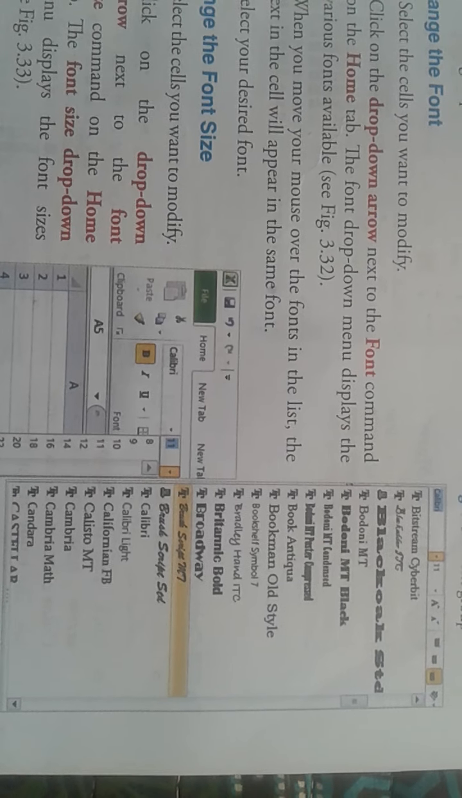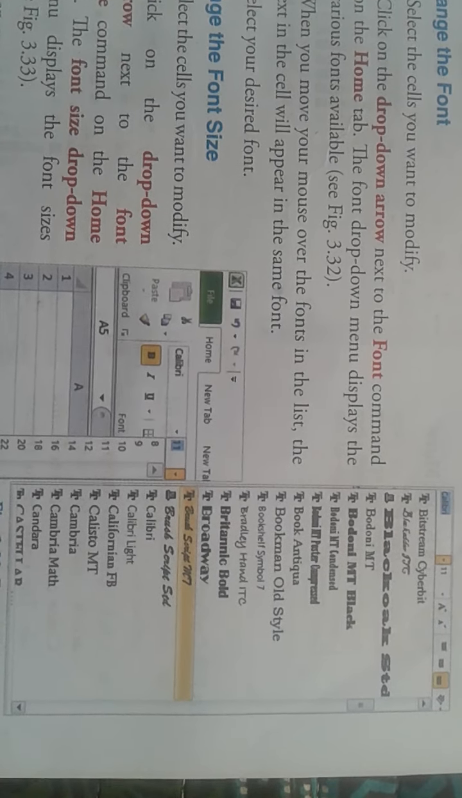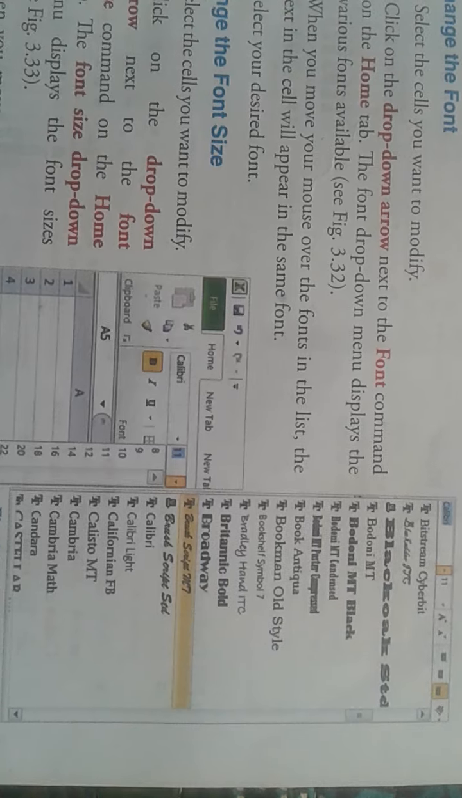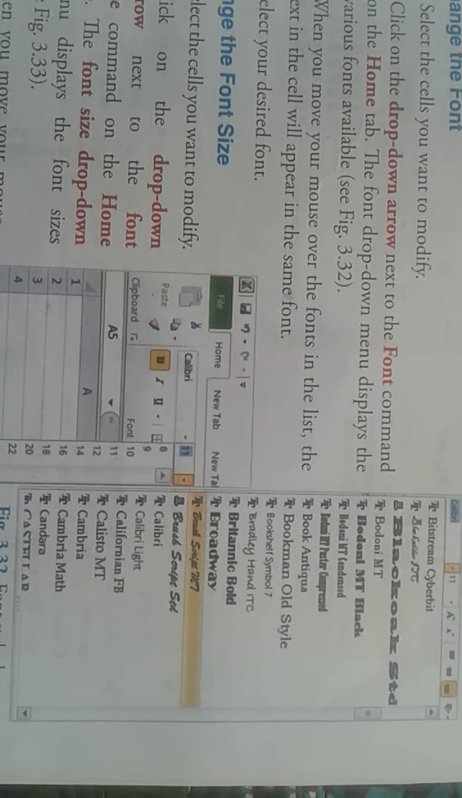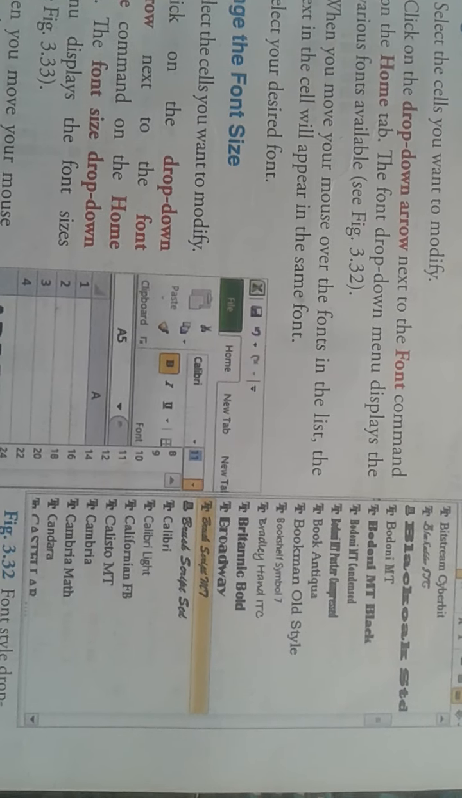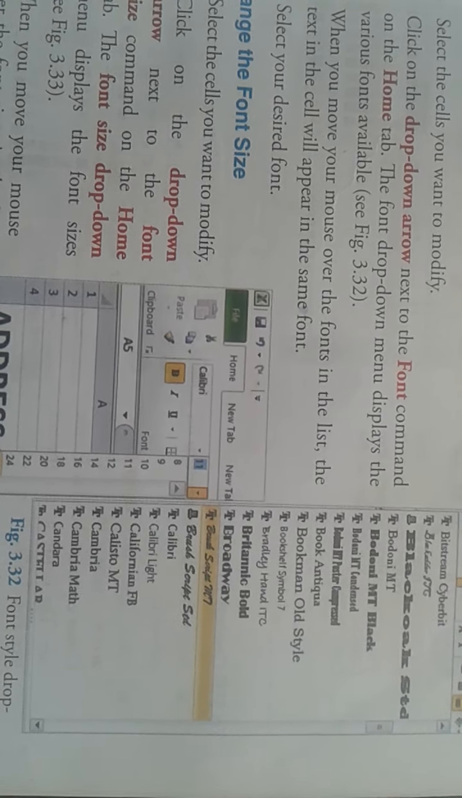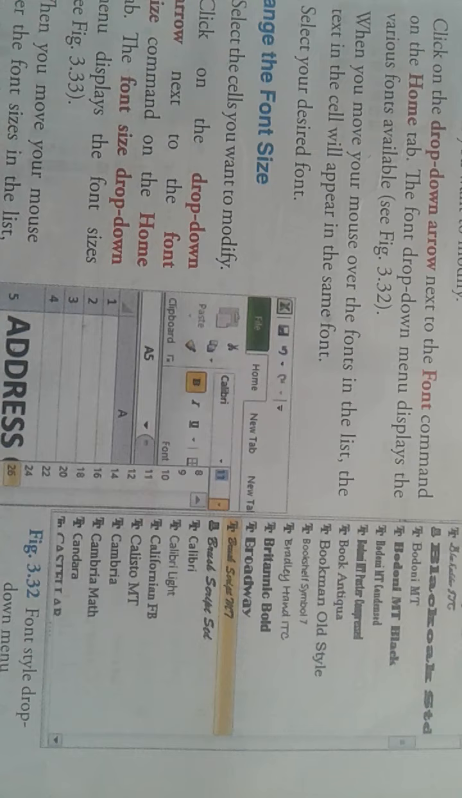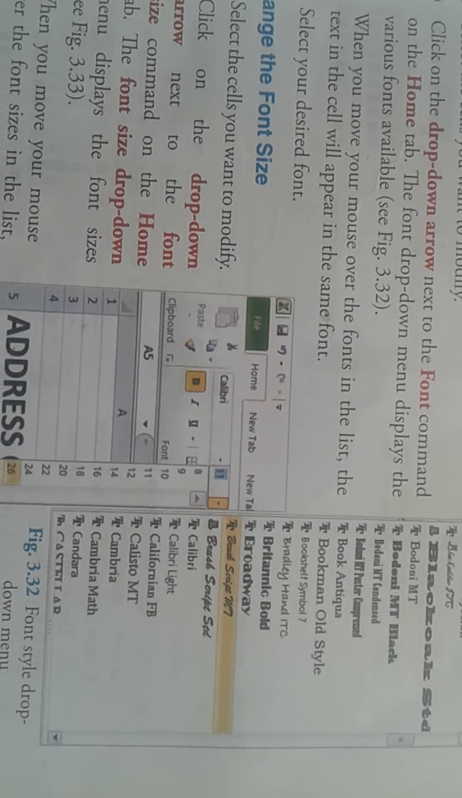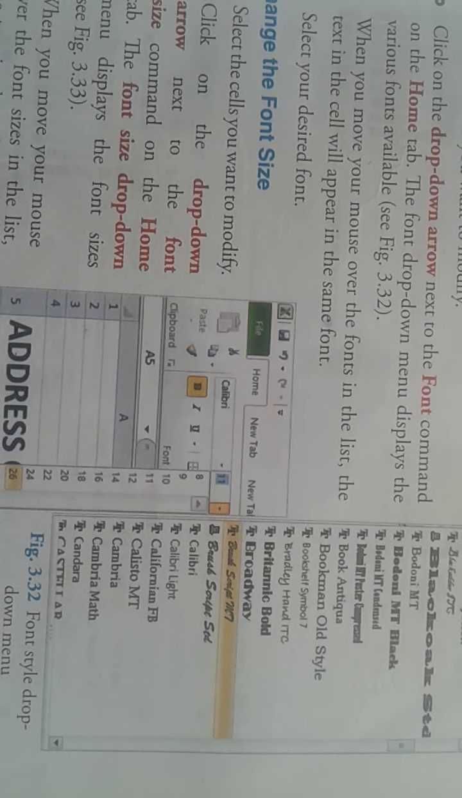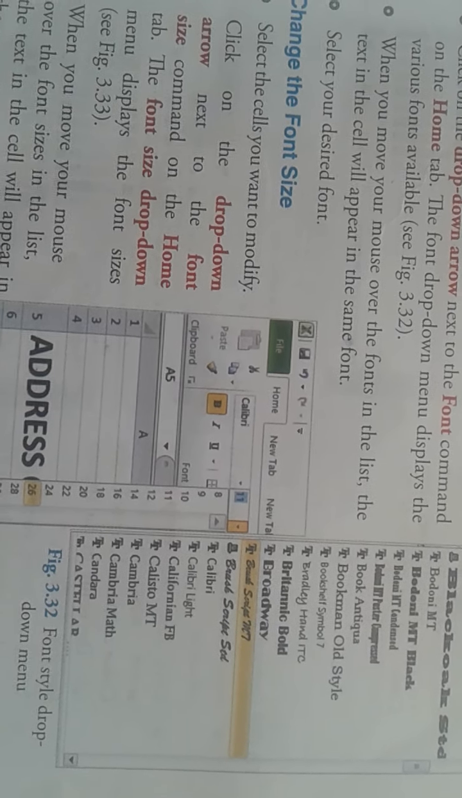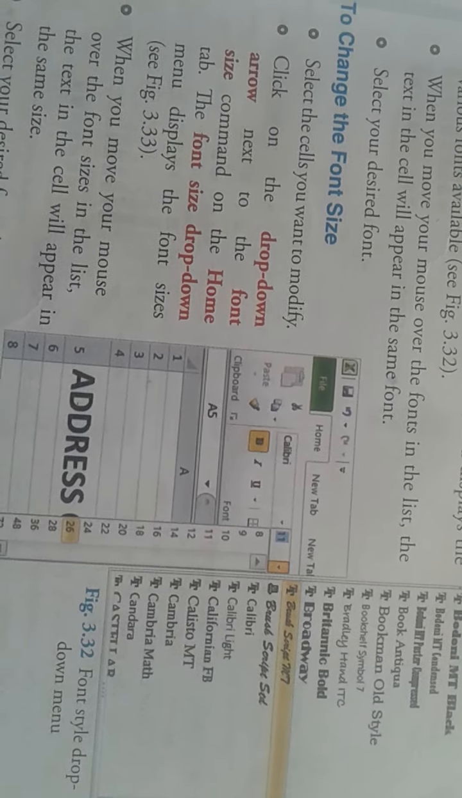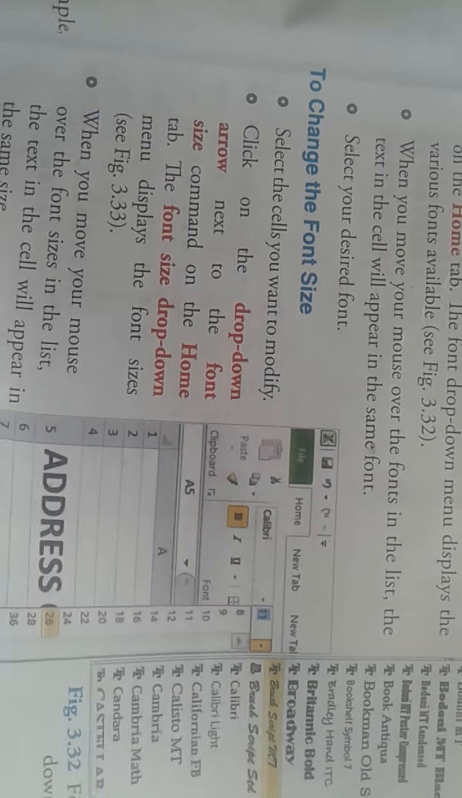Whenever you click on the font command drop-down menu on the Home tab, the various available fonts are displayed. When you move the mouse over the fonts in the list, the text in the cell will appear in the same font. It automatically gets changed. Select the desired font. To change the font size, select the cell you want to modify. Click on the drop-down arrow next to the font size command on the Home tab. The font size drop-down menu displays the font sizes. When you move your mouse over a size in the list, the text in the cell will appear in the same size. So select your desired font size.